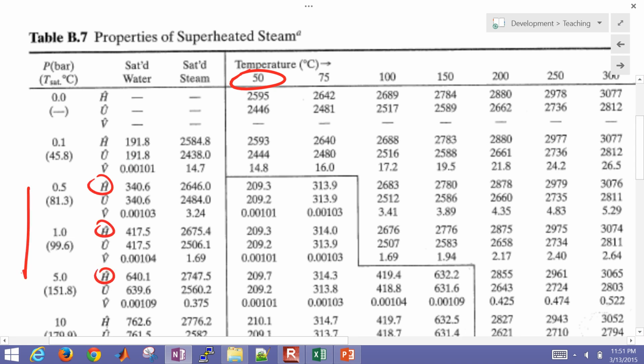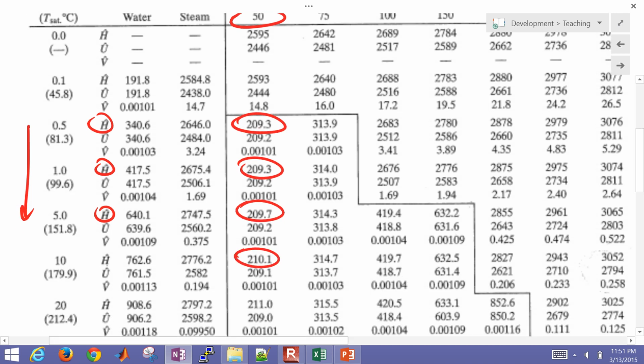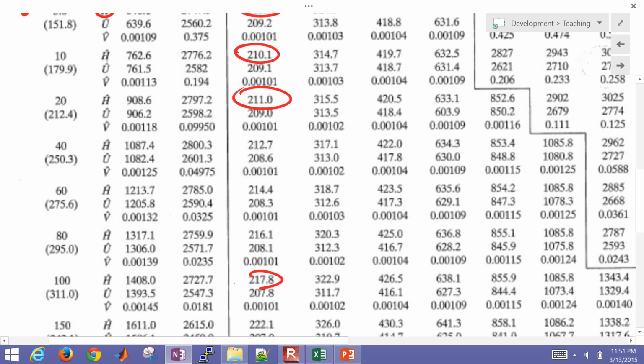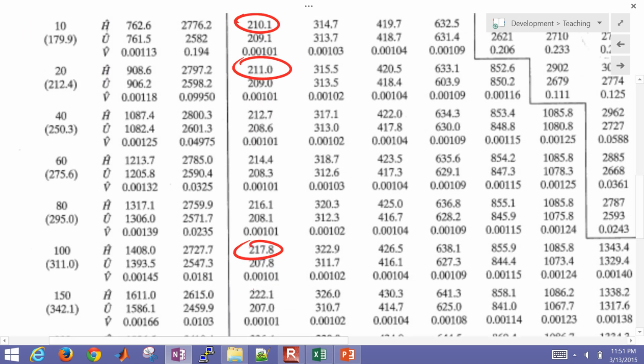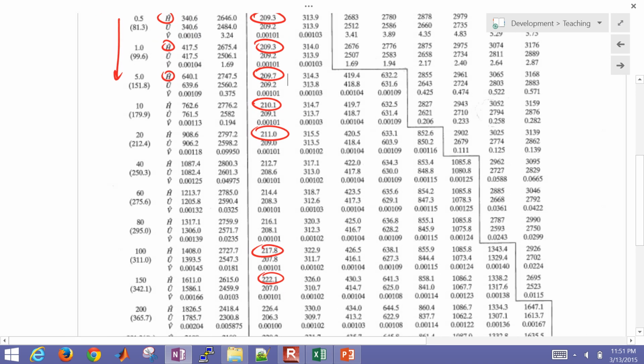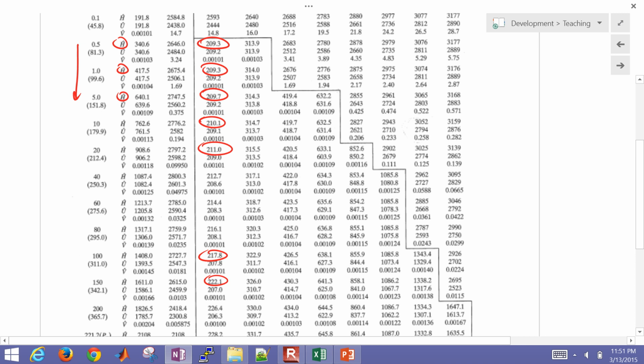As we go down to different pressures, you can see that the enthalpy value really isn't changing that much. Maybe it's just a slight difference, 1% or so. But you really have to go up to much higher pressures. You can still see it's not changing by that much. So it really isn't a strong function of pressure. It's more of a function of temperature.